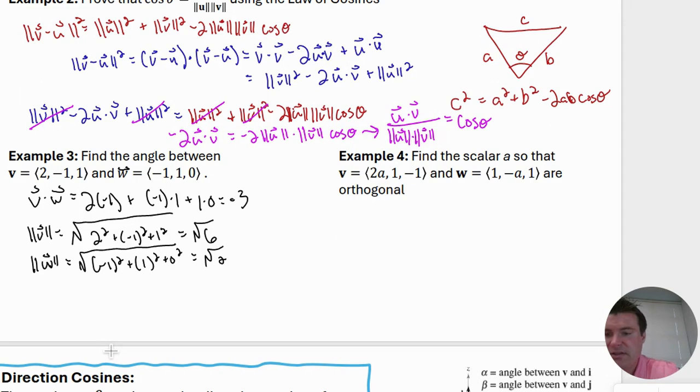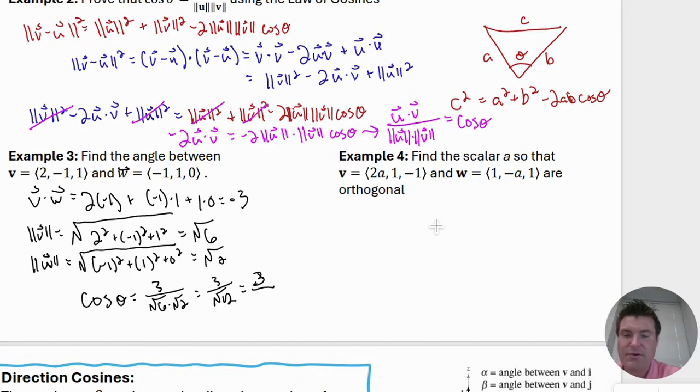So we know that cosine theta is equal to 3 over root 6 times root 2, which is root 12. I'm going to rationalize it here just so I can make this look like a nice unit circle value, because I believe this is a unit circle value. This is going to be 3 over 2 root 3. If I multiply top and bottom by root 3, I'm going to end up with root 3 over 2. Oh, and this is a negative. I didn't notice that. This is a negative, so that's negative, negative, negative, so negative.